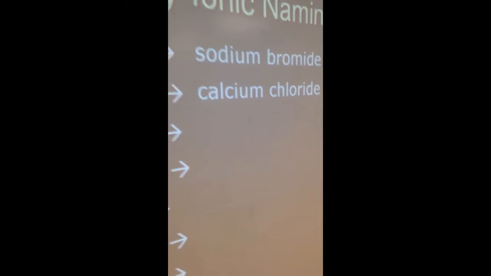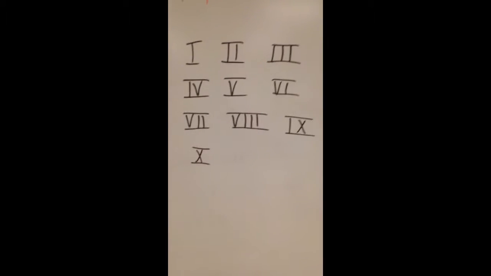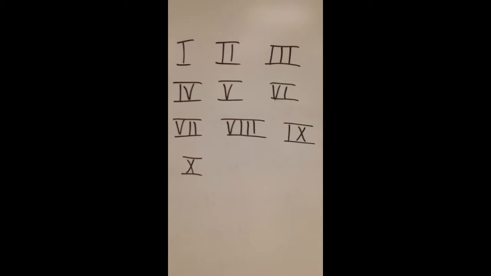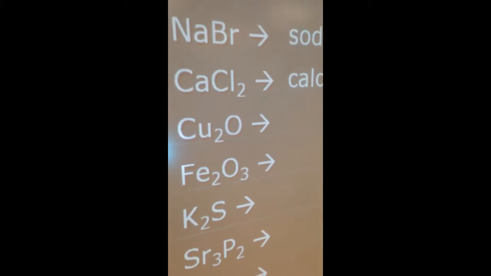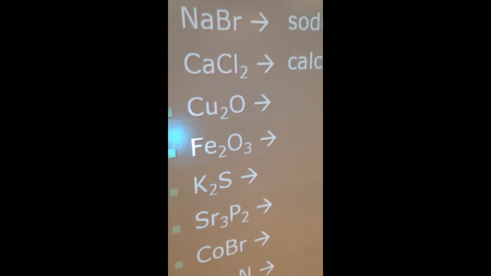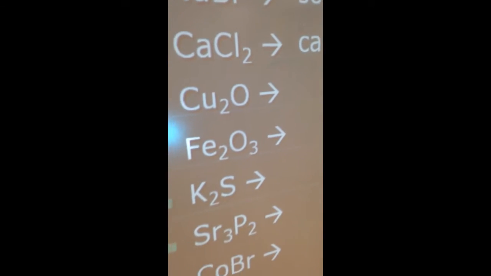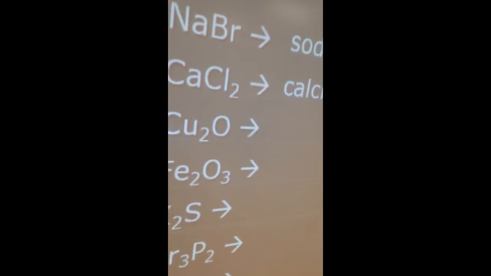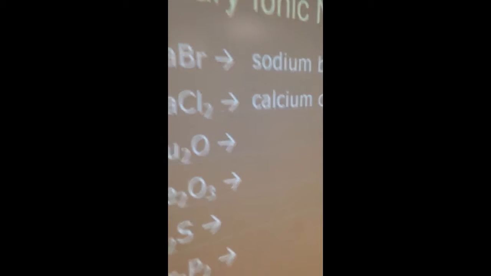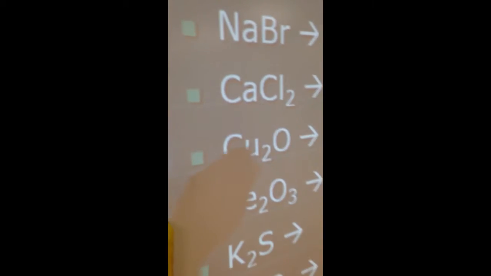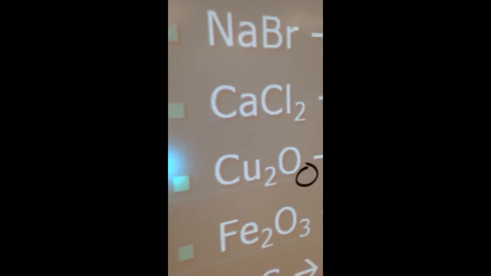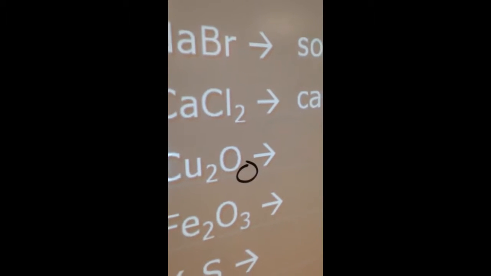One more thing we discussed in class was Roman numerals. Here are your Roman numerals from 1 through 10: 1, 2, 3, 4, 5, 6, 7, 8, 9, 10. When you have a transition metal, such as copper, you're going to need to make sure you include the Roman numeral in there. So you know that we have copper something. We're not sure which copper that is, but we're going to look right here to see what copper that is. As we see, that's a 1 there.